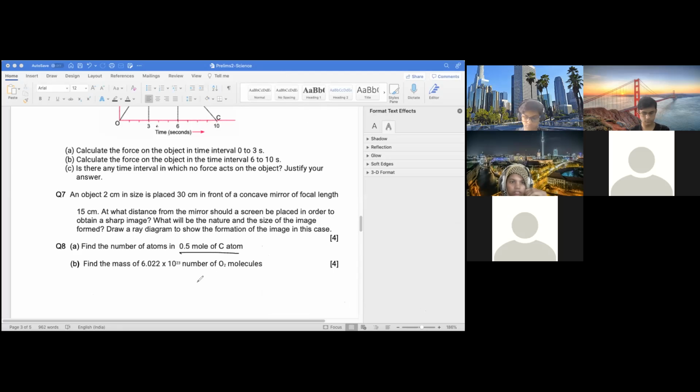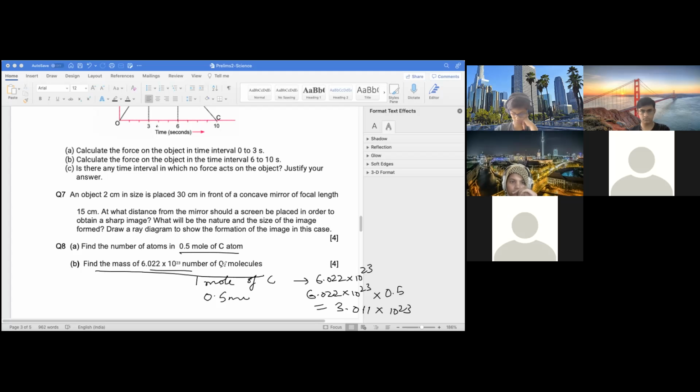This 0.5 mole, so you can say 1 mole of C contains 6.022 into 10 raised to 23 atoms. So 0.5 mole will contain 6.022 into 10 raised to 23 into 0.5. तो आंसर आ जाएगा 3 point something, 3.011 into 10 raised to 23. और ये सेकेंड वाला तो वेरी इजी है, सेकेंड वाला क्यों नहीं किया? This number of oxygen molecules, you know that this many number is contained in how many grams? 32 grams of oxygen. तो सिंपल आ गया ना, मॉलिक्यूलर मास में ही होता है ना इतना, तो ये सिंपल है, सीधा आंसर 32 ग्राम्स है इसका.